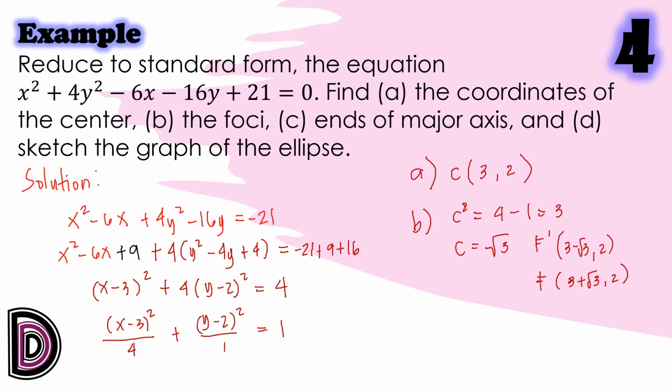The ends of the major axis for letter C are the coordinates of the vertices. And since a is equal to 2, from a squared equals 4, then we have the ends of the major axis as 3 minus 2, that will be 1, 2, and the other at 3 plus 2, that will be 5, 2.